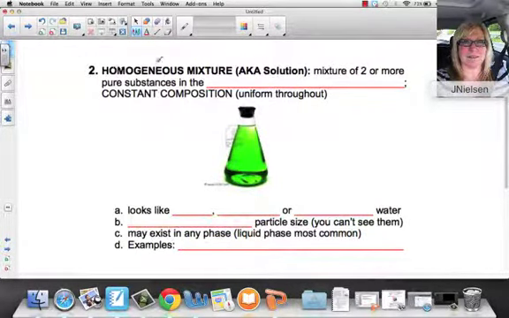Let's move on to homogeneous mixtures, solutions, mixture of two or more pure substances in the same physical state. We know that they are uniform throughout. And again, this should be a review. We've already learned this.